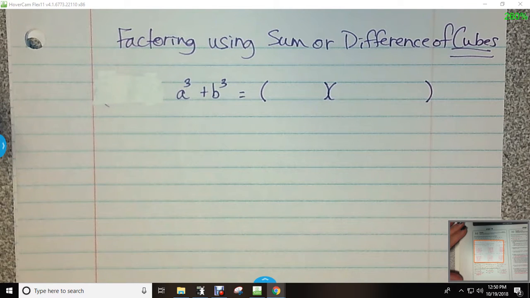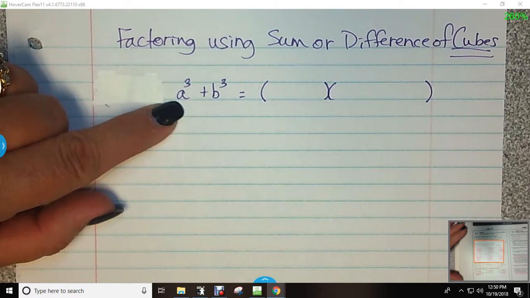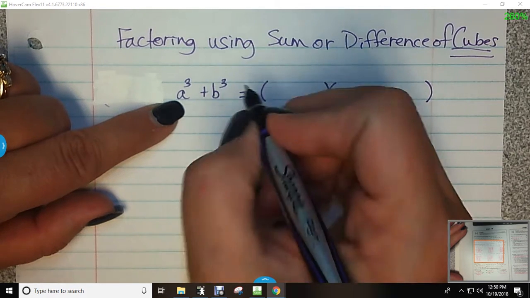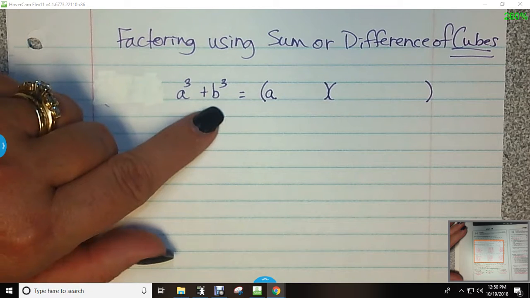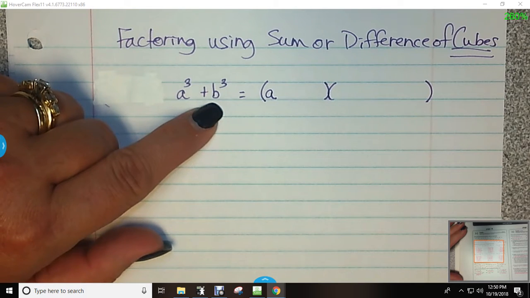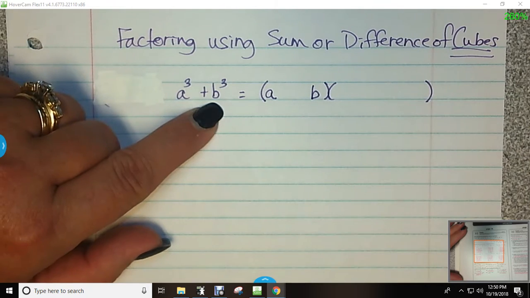Now, to figure out what goes in that first set of parentheses, I want to look at my first term. What is the cube root of a cubed? A. I write it down. Now, what is the cube root of b cubed? B. So move over and put that down. And I'm not going to put any plus or minus at all, not yet.